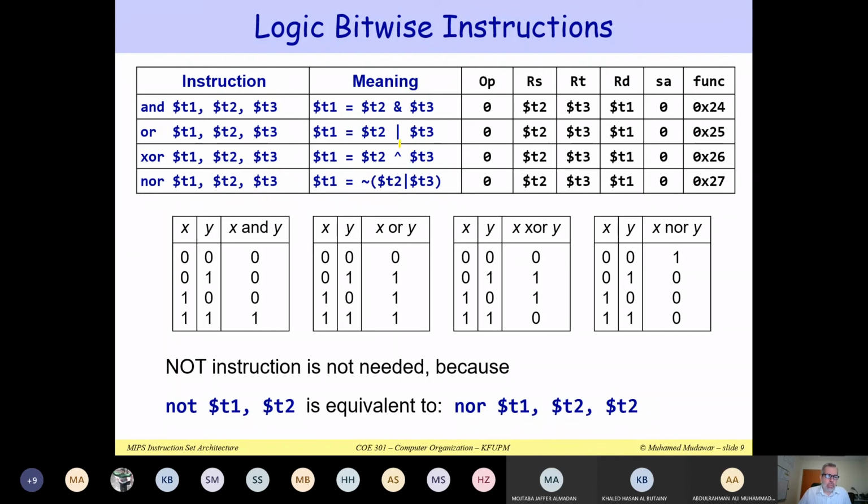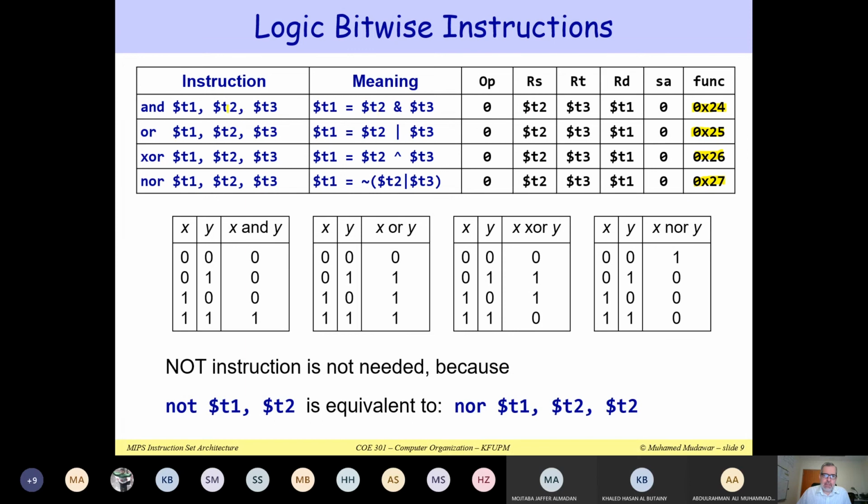OR is also a bitwise OR because we are doing the ORing of the bits. We have XOR and we have NOR, which is not OR. These are instructions that exist in the instruction set, and you can use them in programming. The opcode is equal to 0, because all of these are of the R format, and each one has a unique function code. You can see that the function codes are different for each of these instructions.